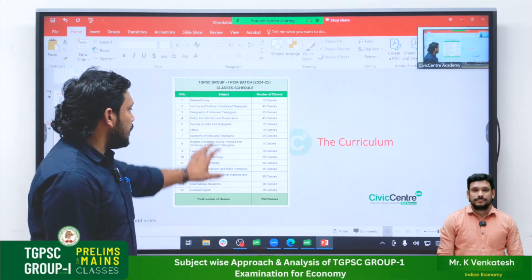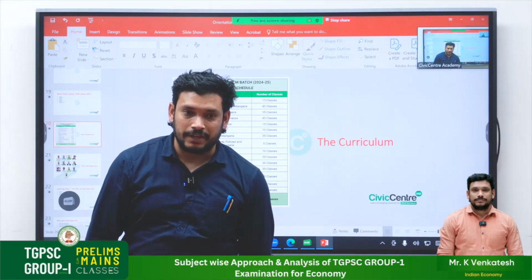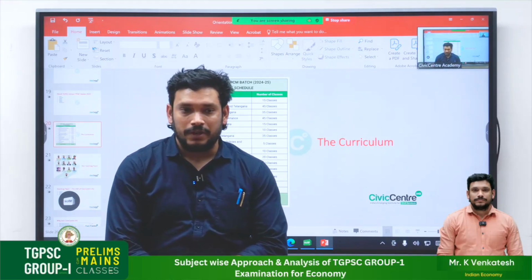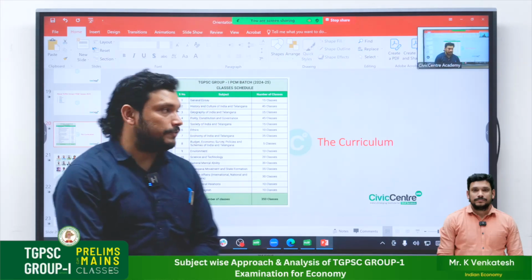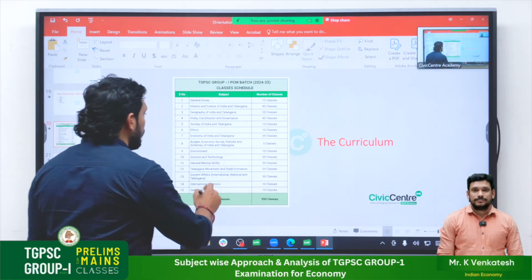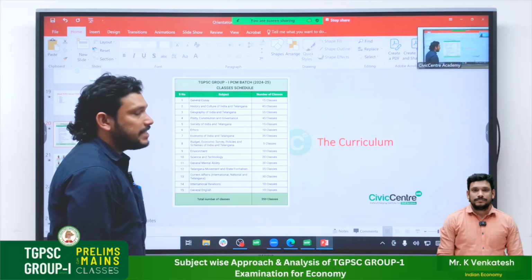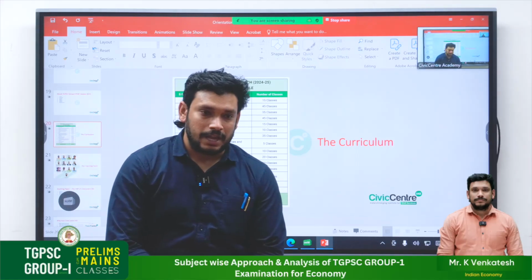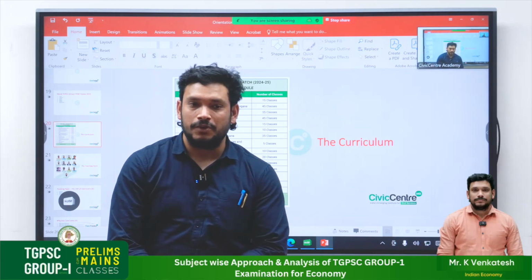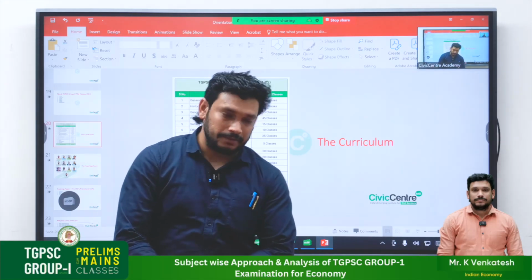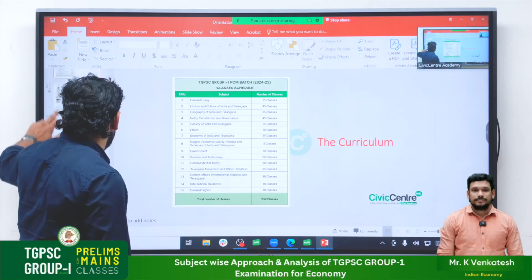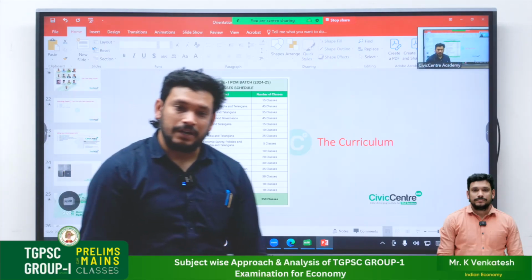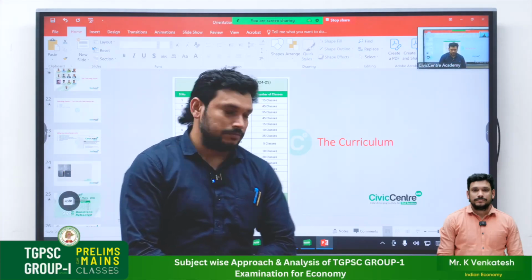Now, these are the classes that we will be having. 350 classes we will have in the entire program. In the 350 classes, for economy you will be having 35 classes, and separately for budget and economic survey, you will be having 5 classes. A total of 40 classes of economy will be there, starting from this Monday. 2.5 hours is one class.